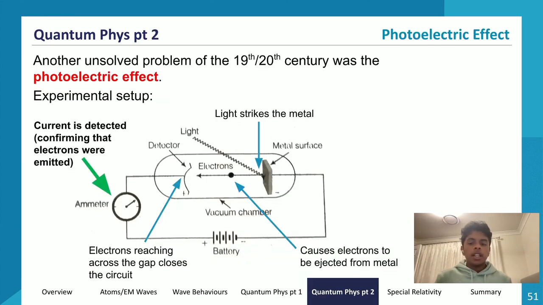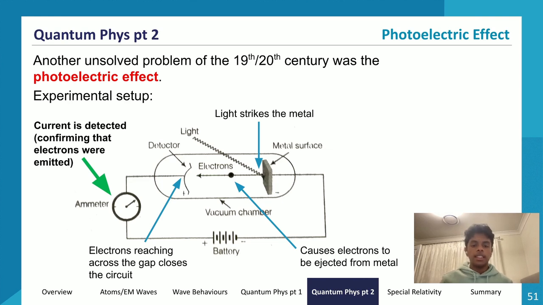All right, so now let's look at the photoelectric effect. We looked at the ultraviolet catastrophe, which is one area where the light model couldn't keep up. Now let's look at the photoelectric effect. Another unsolved problem of the 19th, 20th century was the photoelectric effect. This was another failure of the classical theory of light, or the wave model of light.